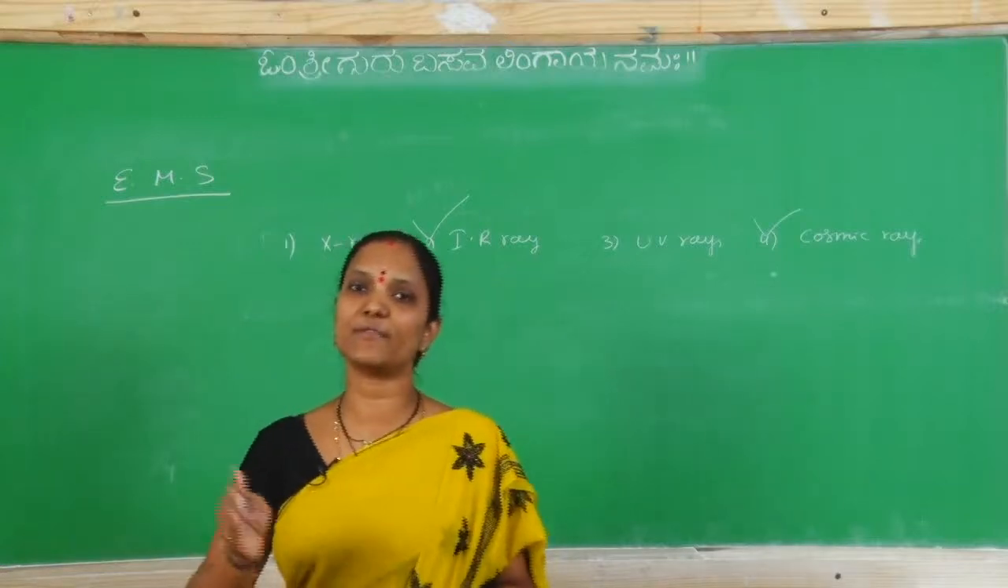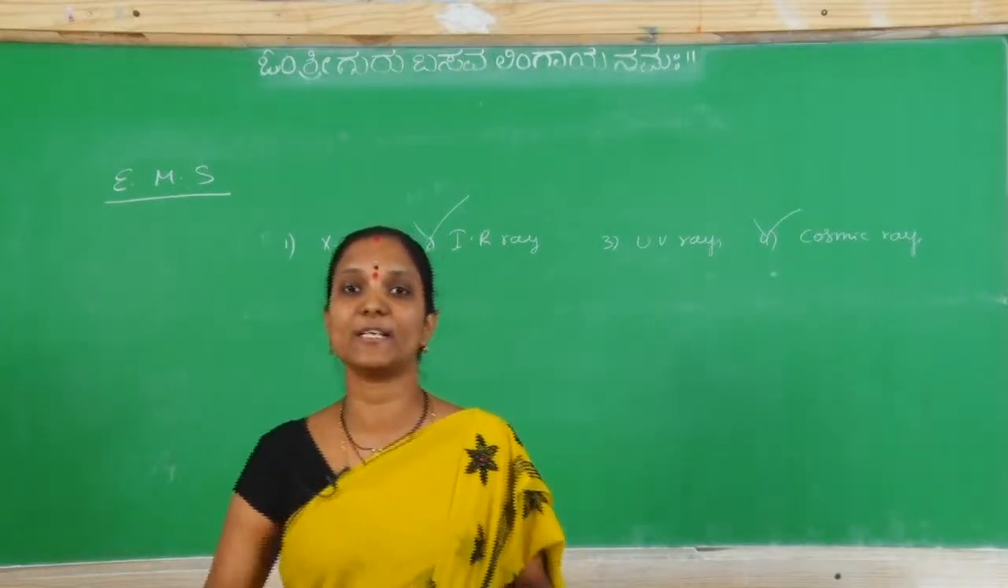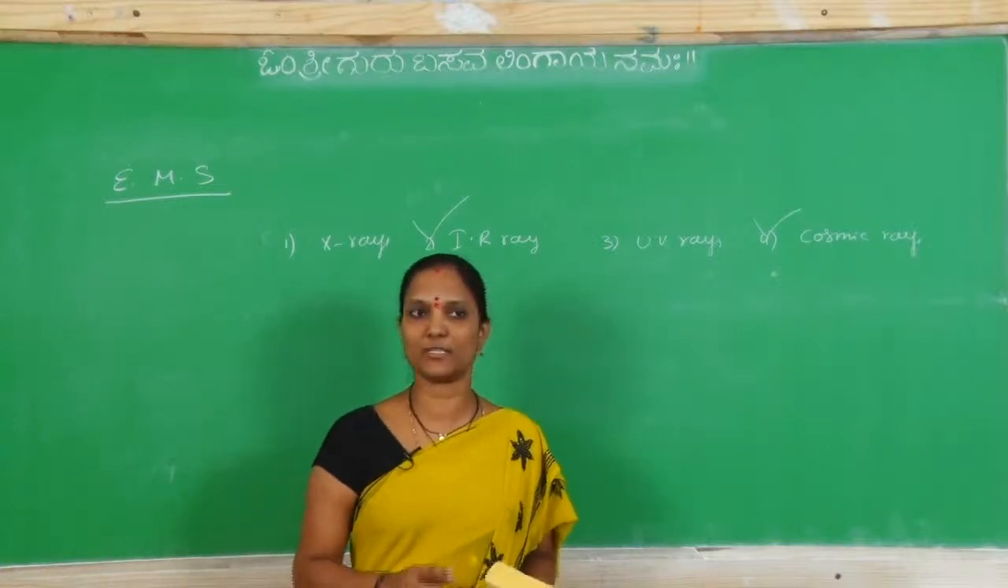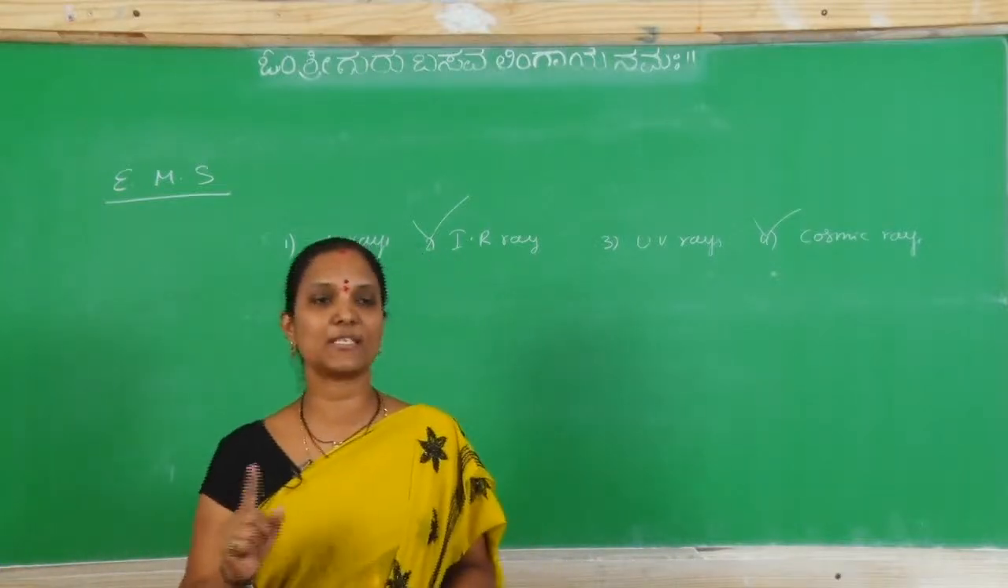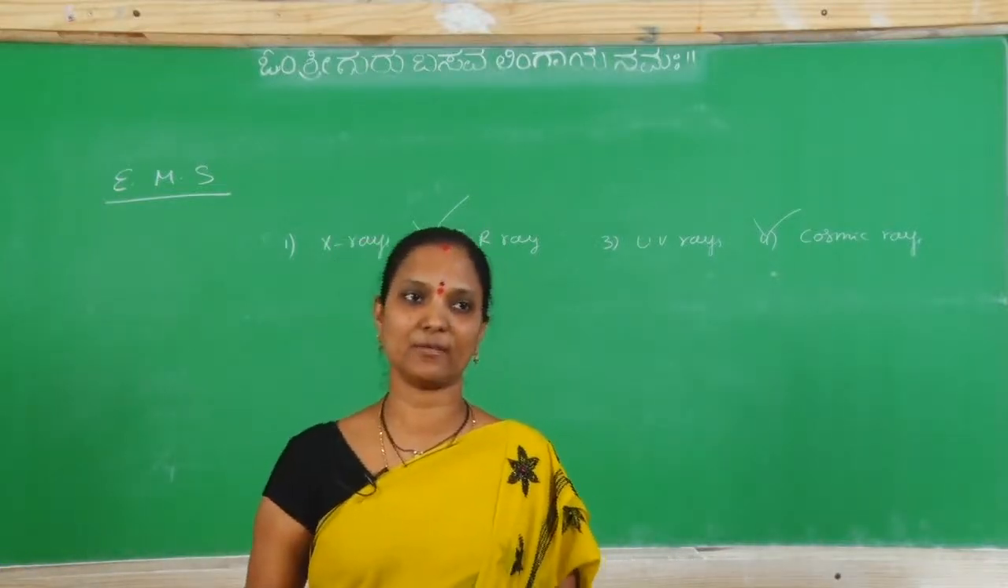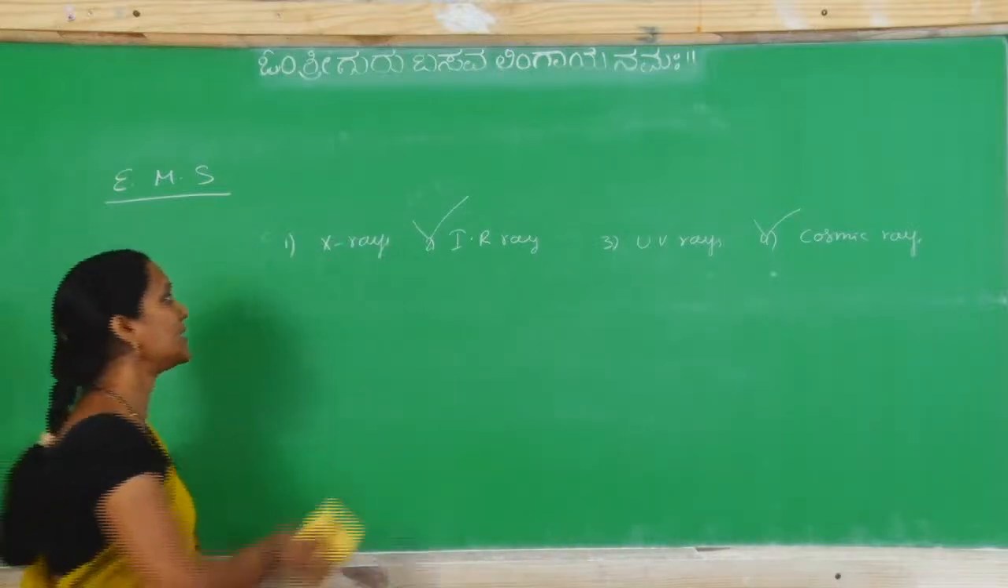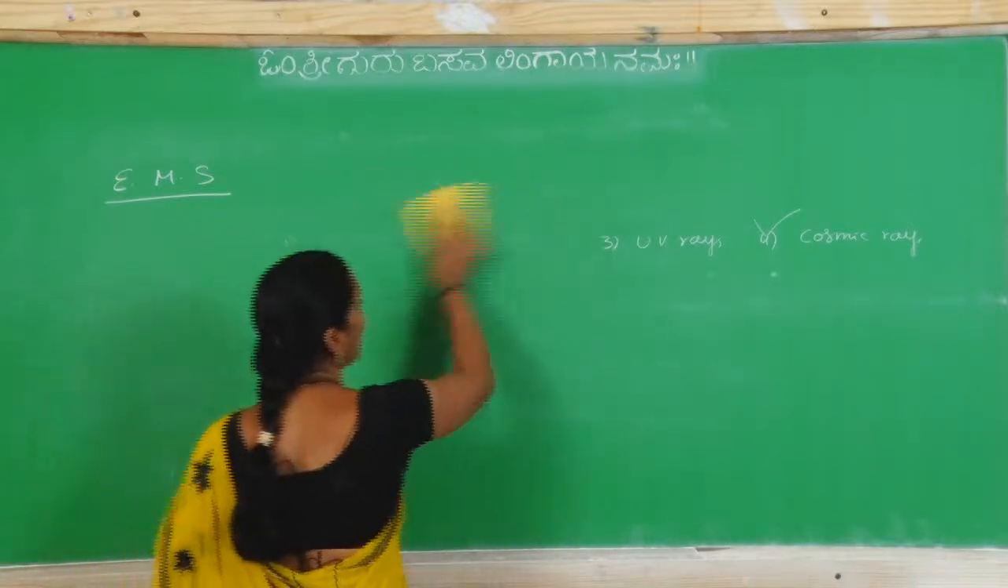And they propagate with the velocity of light, that is 3 into 10 power 8. This is also a correct statement. And they have same wavelength and frequency. Okay. Next, all these are arranged in increasing order of their wavelength. That arrangement is the electromagnetic spectrum.